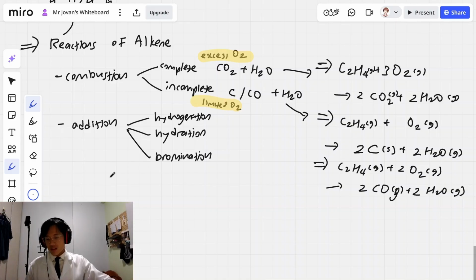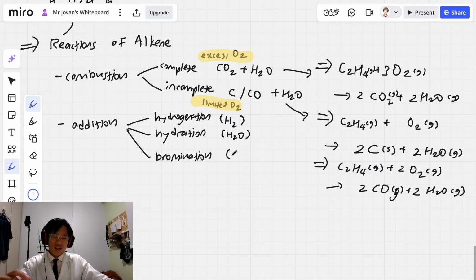Now for addition. I want you guys to pay attention and make smart guesses with me. Hydrogenation. What do you think I'm adding to the alkene? Wow, so smart. Hydrogen. Hydration. I'm hydrating myself. What do you think I'm adding? So smart again. H2O. Bromination. What do you think I'm adding? Oh my god, guys, you are geniuses. Bromine. So immediately I know that I can add hydrogen or water or bromine into an alkene.